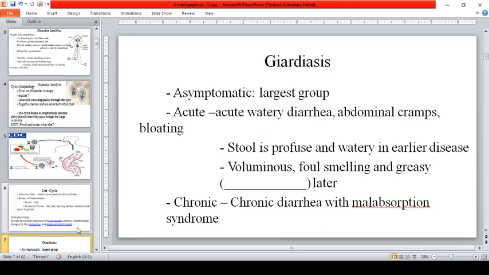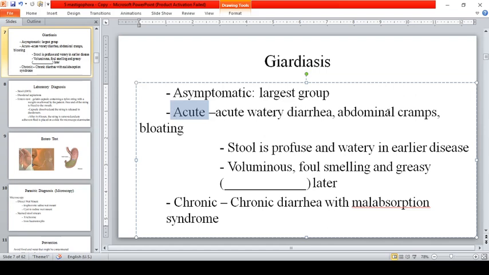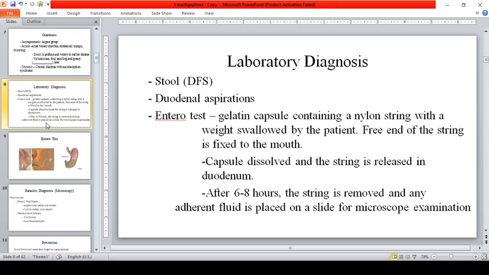Okay, so chronic diarrhea, that is with malabsorption syndrome. So anong ibig sabihin niyan? Acute infection leads to acute watery diarrhea, abdominal cramps, and bloating. Pero kapag chronic infection na, that can lead to chronic diarrhea with malabsorption syndrome.